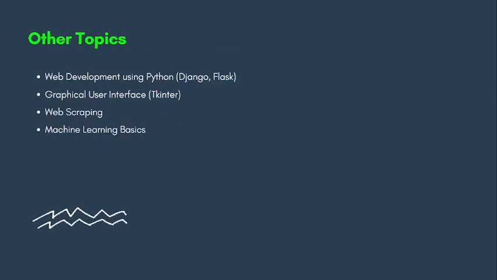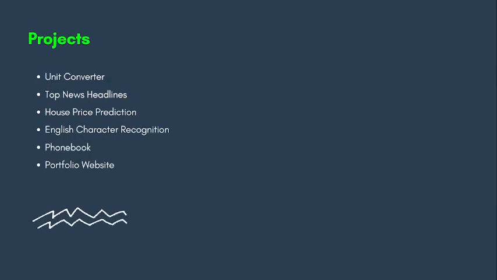In this course, we are also going to cover some other topics like web development using Python, how to build a graphical user interface in Python, how to scrape the web, and how to implement some of the basic machine learning algorithms using Python. At the end, we are going to develop some projects like a unit converter, top headlines, house price prediction, English character recognition, a phone book, and at the last we will develop a portfolio website.